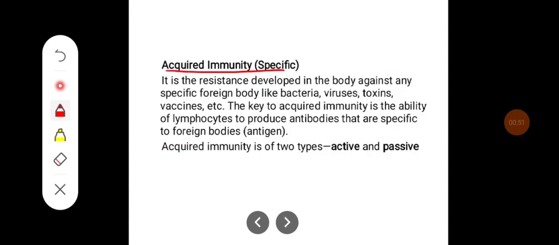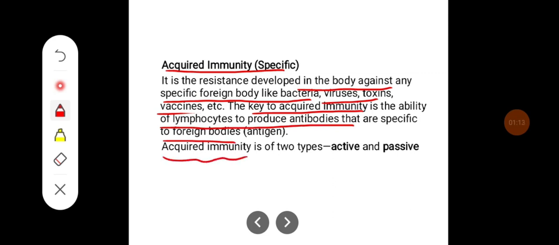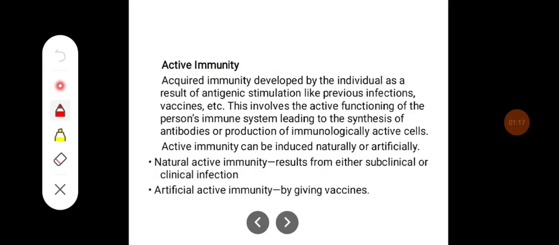Whereas acquired immunity is specific, and it is resistance developed in the body against any specific foreign body like bacteria, viruses, toxins, vaccines. The key to acquired immunity is the ability of lymphocytes to produce antibodies that are specific to foreign bodies, that are antigens. Acquired immunity is of two types. It can be active or passive immunity.